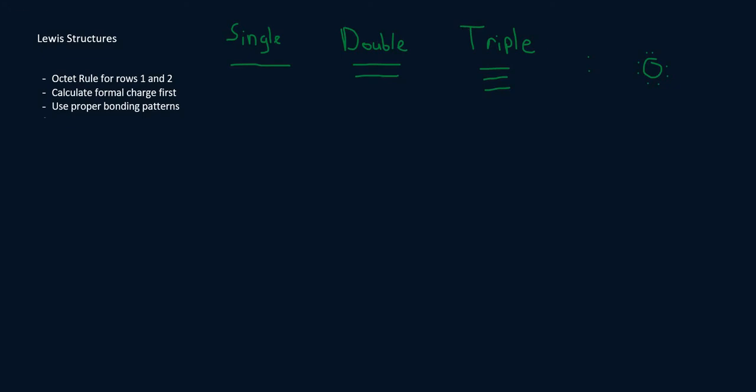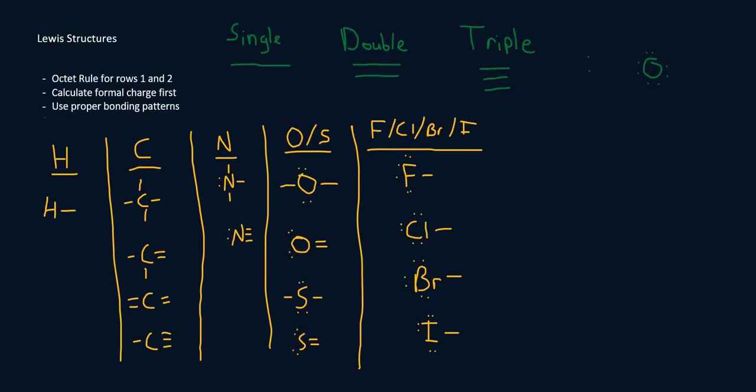So now I'm going to go ahead and write out some of the common bonding patterns that you see for some of the more common elements when you're drawing Lewis structures in Gen Chem, and later on also for organic chemistry as well. Okay, so here are some of the more common bonding patterns that you'll see with Lewis structure drawing.